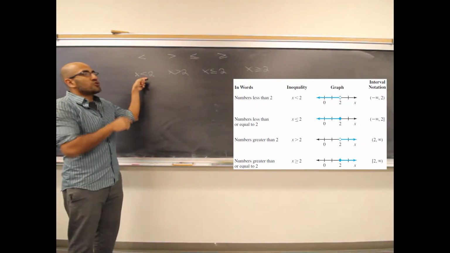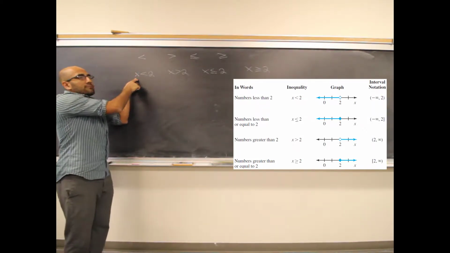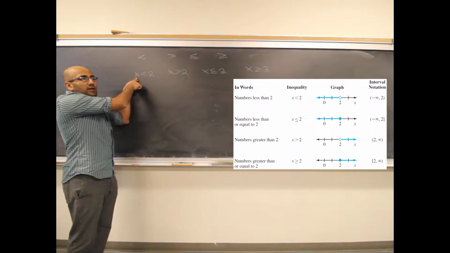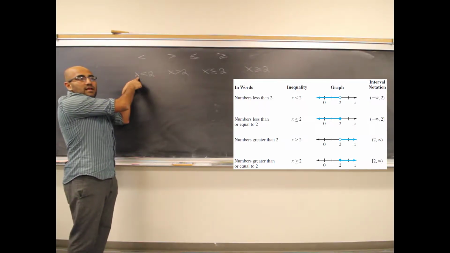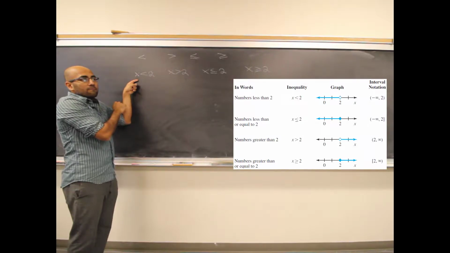So the solution set, the values of x that I can put in here to make this a true statement: I can put in a 1, I can put in a 0, I can put in a 1.2, I can put in a 1.99999, that's also true, but you can't put in a 2, right? Starting at 2, this makes it a false statement.